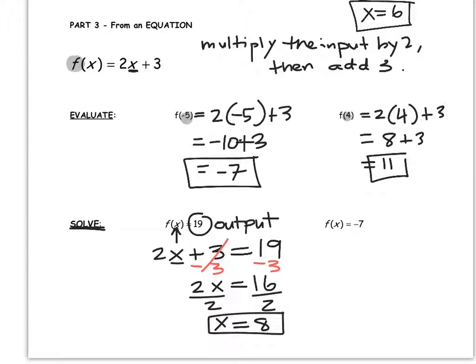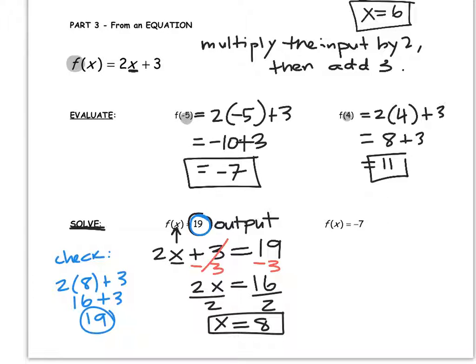I'm just going to check that really quickly. I said the input is 8. If I plug in 8, 2 times 8 plus 3, I should get 19. And I do. So I know that that's correct.